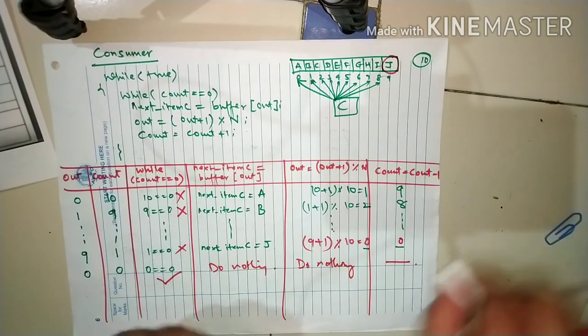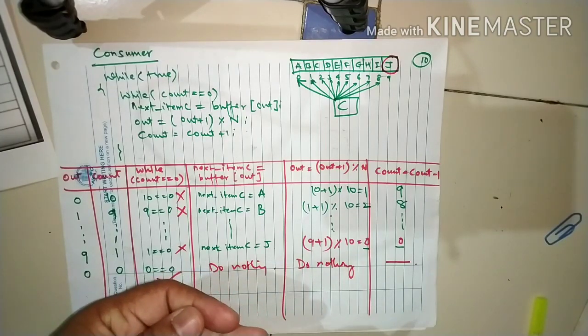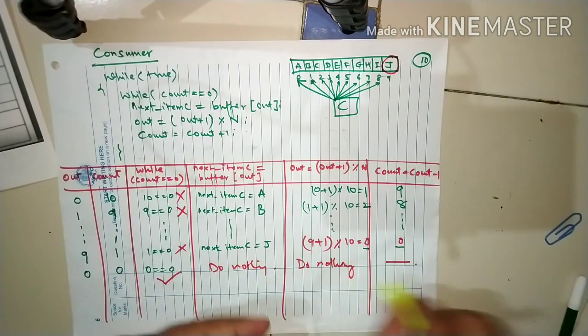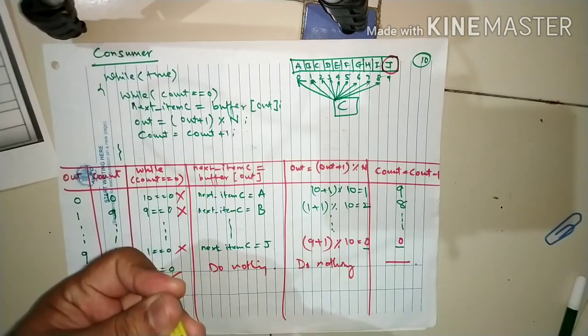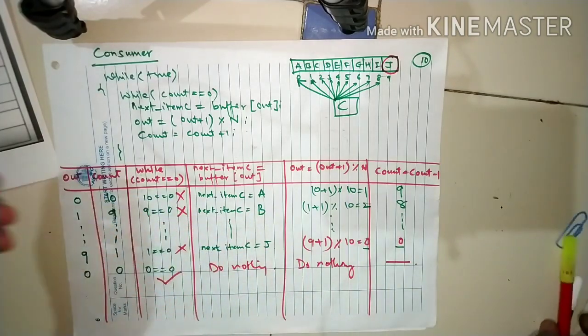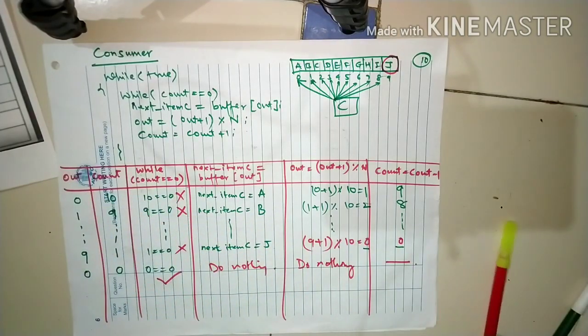So in this way we can implement the producer and consumer problem, and we can get the solution for the producer also and for the consumer also. Thank you so much.